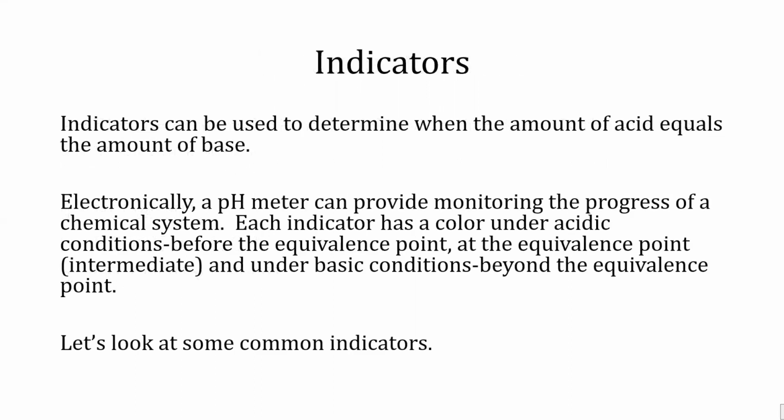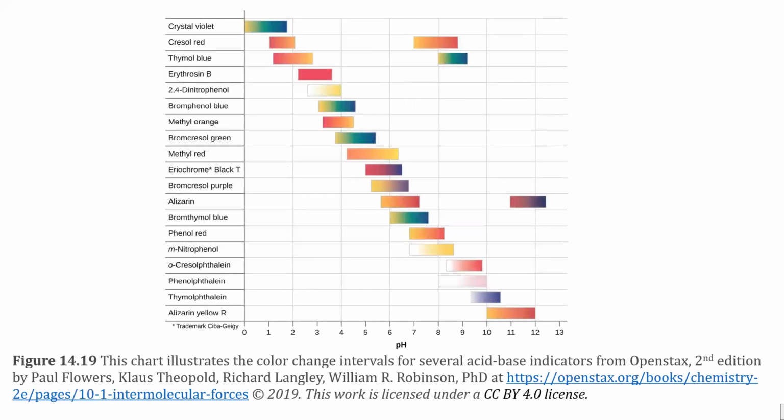Indicators can be used to determine when the amount of acid equals the amount of base. Electronically, a pH meter can provide monitoring of the progress of a chemical system. Each indicator has a color under acidic conditions, before the equivalence point, at the equivalence point, intermediate, and under basic conditions, beyond the equivalence point. Let's look at some common indicators. Before you are some common indicators from crystal violet to alizarin yellow R, and their visible colors observed at their respective pH ranges.